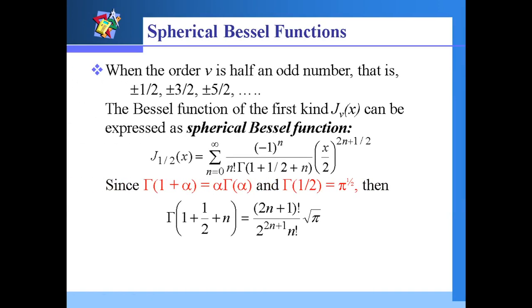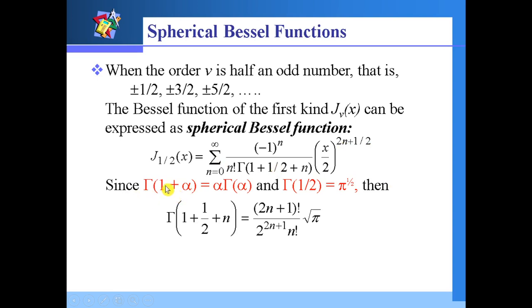Here are spherical Bessel functions. When the order v is half an odd number, that is plus or minus 1 over 2, plus or minus 3 over 2, plus or minus 5 over 2 and so on, the Bessel function of the first kind J_v of x can be expressed as spherical Bessel functions. J_1/2 of x is equal to the summation from n is equal to 0 to infinity of minus 1 to the power n over n factorial gamma(1 plus 1 over 2 plus n) times (x by 2) to the power 2n plus 1 over 2.